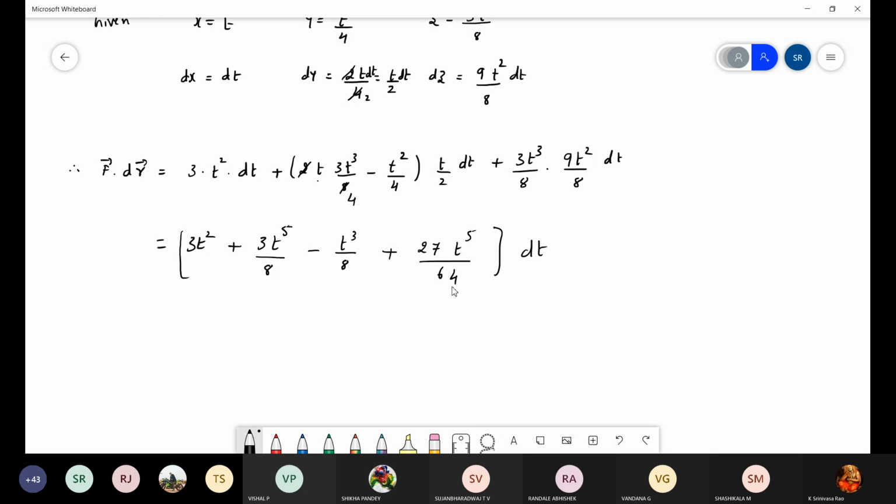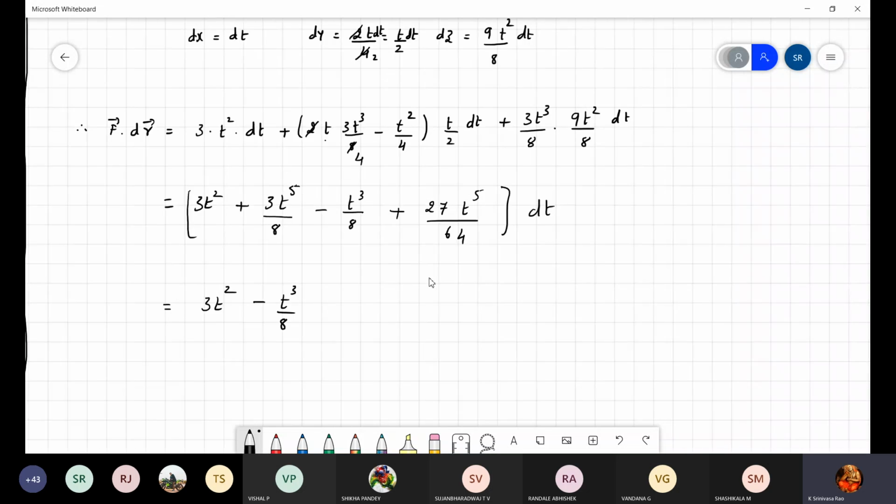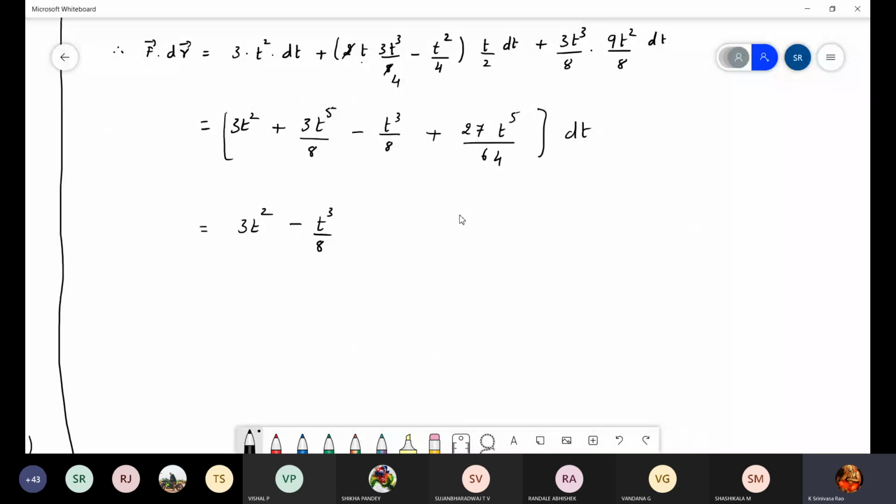Now I will write in ascending order. 3t square I will write first. Minus t cube by 8. So take your own time. Now it's just practice, so do it correctly, and that helps to solve more problems, whether in the internals or in the exam. I can simplify because there are two terms.